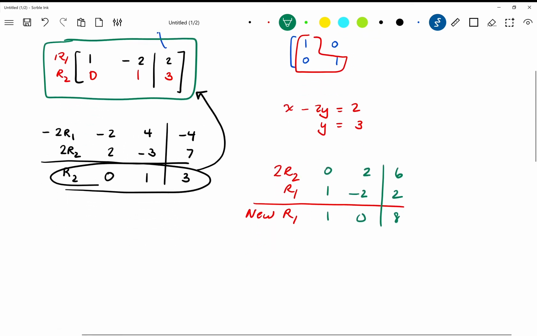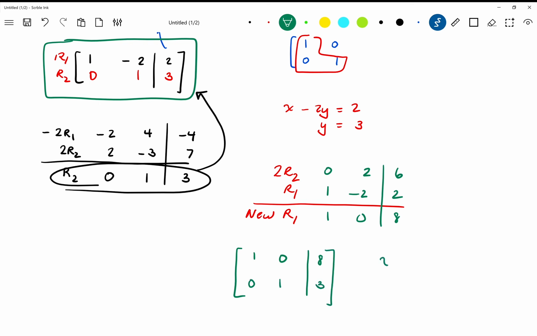So putting that all together, my final matrix is, my new R1 is 1, 0, 8, and R2 was 0, 1, 3. And what that tells us is that x is 8 and y is 3. And if you want to substitute those in the original equations, you will notice that they both work. So there is our first example using Gauss Jordan. Definitely stay tuned for more.